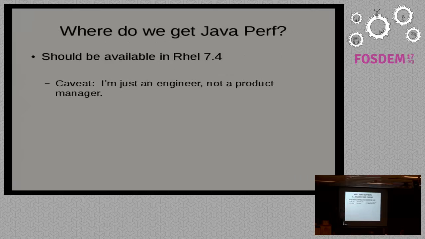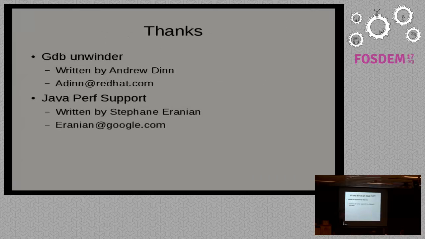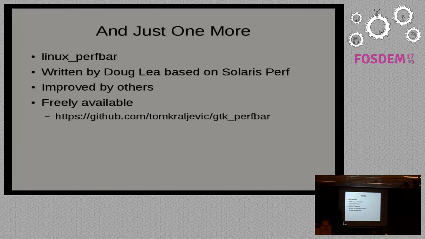So where can you get Java perf? It's supposed to be available in RHEL 7.4. And this was actually contributed by Google, but the libperf stuff, the libjvmti, is going into the Linux kernel, so that you should be able to do this from Linux. And the last one I'm showing is just Linux perf bar.